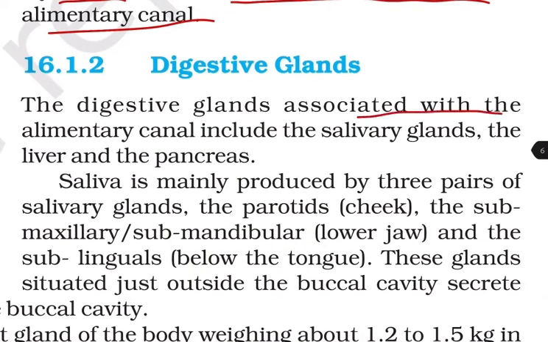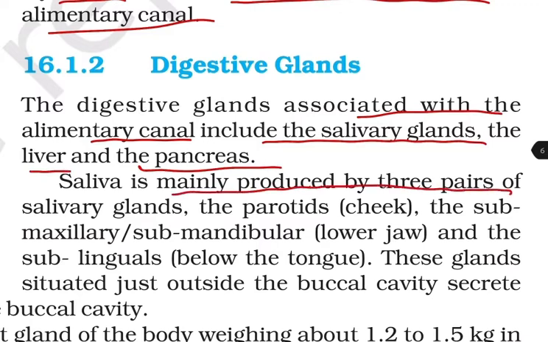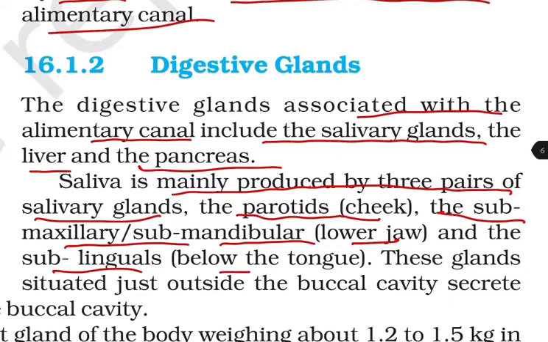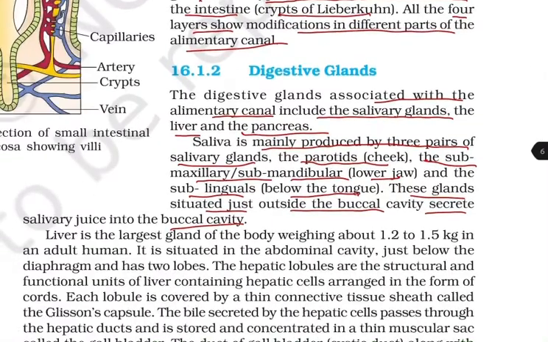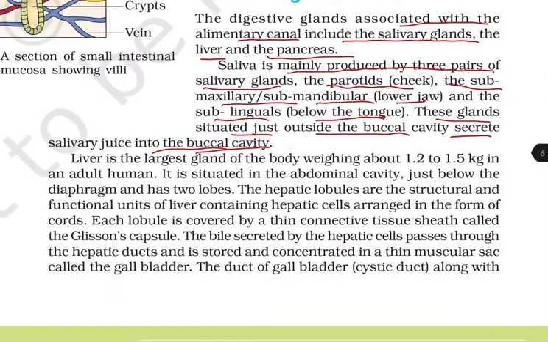The digestive glands associated with the alimentary canal include the salivary glands, the liver, and the pancreas. Saliva is mainly produced by three pairs of salivary glands: the parotids, that is cheek, the submaxillary or submandibular, that is lower jaw, and the sublingual, that is below the tongue. These glands are situated just outside the buccal cavity and secrete salivary juices into the buccal cavity.